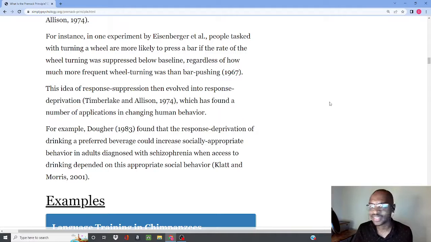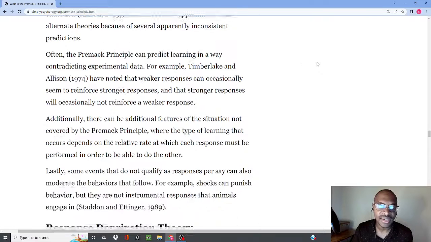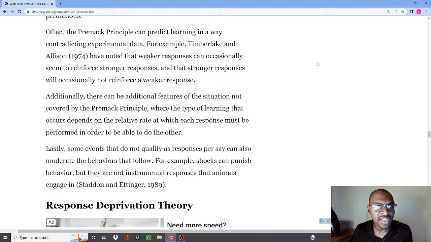All right, so let's get into some of the criticisms. So, some critical evaluations. Although the Premack principle has a wide appeal in fields such as education, academics have supplanted it with alternative theories because of several apparently inconsistent predictions. Often, the Premack principle can predict learning in a way contradicting experimental data.